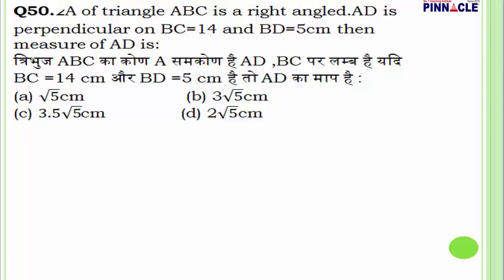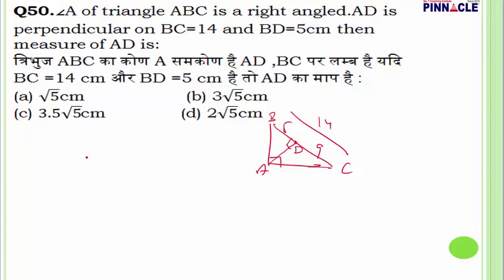Question number 50. Angle A of a triangle ABC is a right angle. This is the triangle, this is A and the right angle. AD is perpendicular to BC, and this is D. BC is 14. This is perpendicular, so we cannot say this is the midpoint, because this is not a median, this is perpendicular. So the total is 14, and BD is 5 cm. If BD is 5, then DC would be equal to 9. Then the measure of AD would be how much? We have to find the value of this.